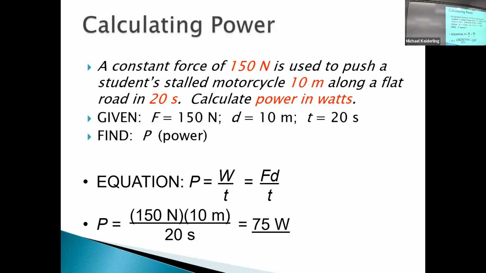One of the nice things you might see is that this has distance over time in it. That's just speed. So if you're using a constant force to keep a constant speed or a constant velocity, power is just force times velocity.